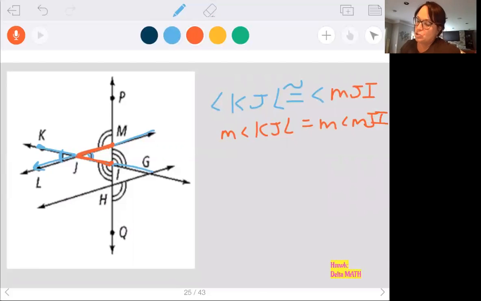So I'm going to challenge you on this one to name an angle that is congruent to angle QHG. Name an angle congruent to it. You might say, well, how do I know? Remember, if it has the same number of arcs, it's congruent. So you're looking for an angle that has 2 arcs, and you need a correct way to name it.